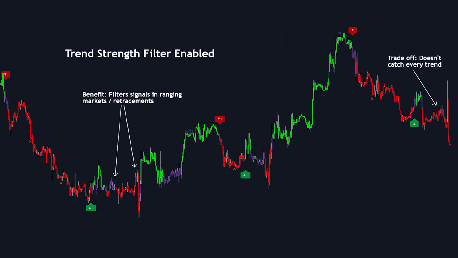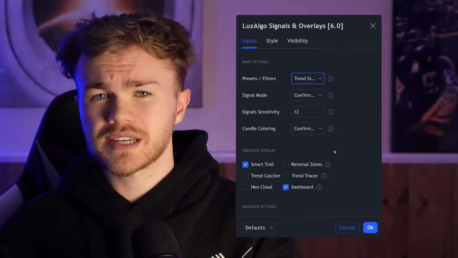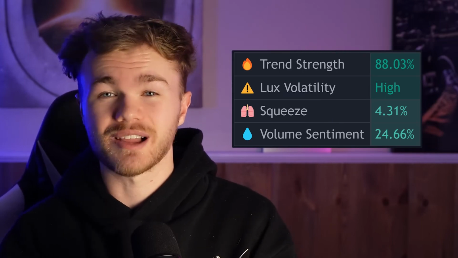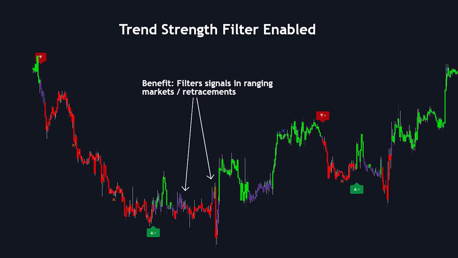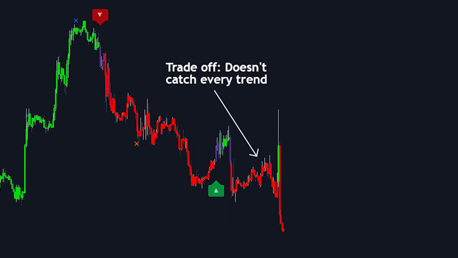And the same is also seen here with another filter we just turned on within the indicator called trend strength filter, which basically just uses the trend strength metric in the dashboard to only generate confirmation signals that align with a trending market, which can clean up a lot of that noise during retracements as well as the ranging markets. However, the trade-off seen here now with this filter enabled is that at times the indicator will actually just completely miss trends in the market, which is why we still need to be aware of the price action, candle coloring, or other forms of analysis to give us the right confluence instead of just relying directly on the signals.